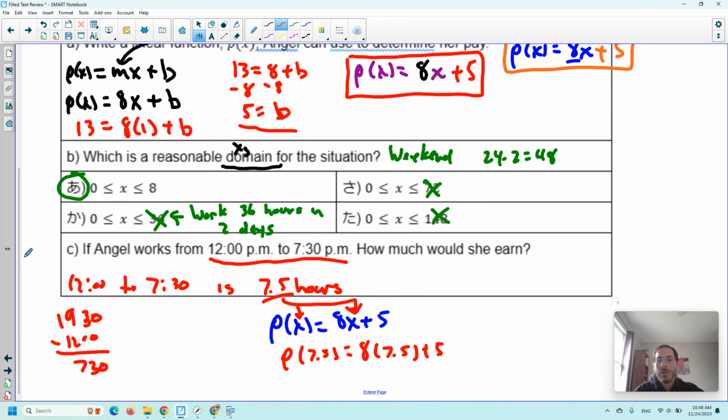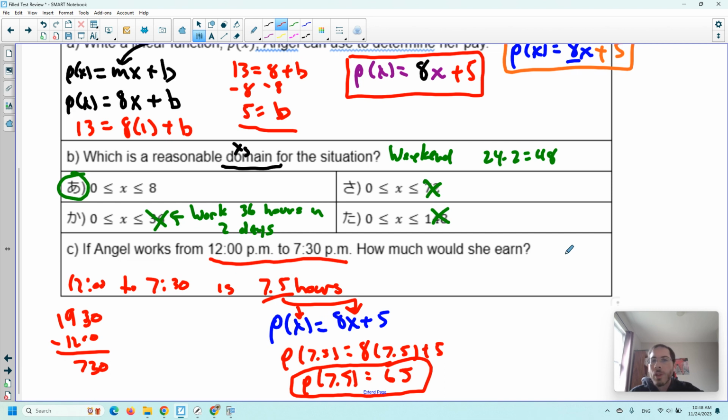7.5 times 2 is 15. So we got 4 copies of that. So that's 60. 60 plus 5 would be 65. And so that's how much money she would earn. She'd earn $65. So there we go.